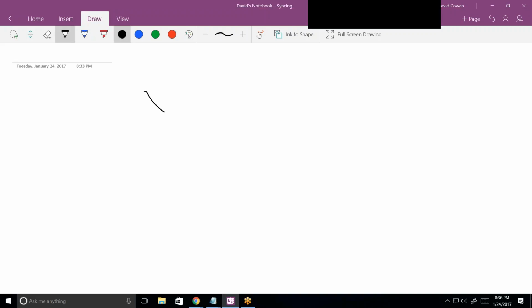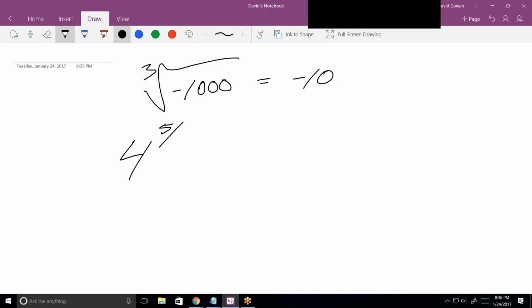So what is the cube root of negative 1,000? I got it to be negative 10, because negative 10 times negative 10 times negative 10 is negative 1,000. Okay. 4 to the 5 halves power.